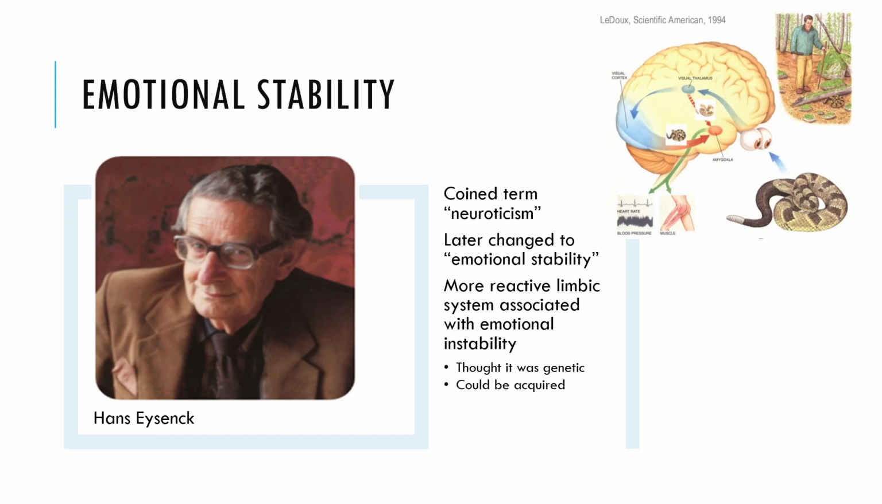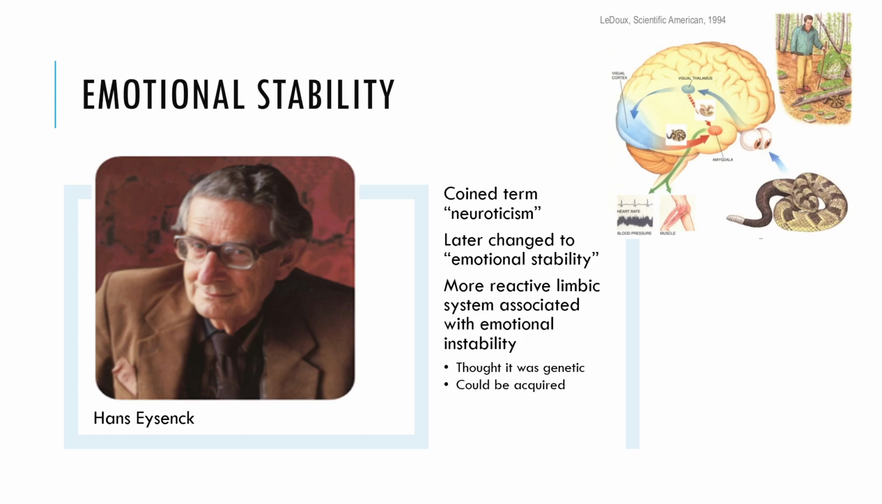And so he thought that if you had a lot of activity in the one area, it would make you more fearful, more likely to have negative reactions like that. Or the other area, it would make you more short-tempered, things like that. So emotional instability, basically. So he thought it was probably genetic, that most of us probably inherited the way that our unique limbic systems are organized. But he also acknowledged that it could be acquired.